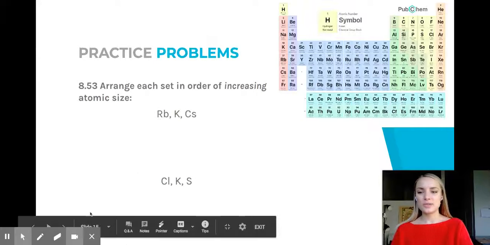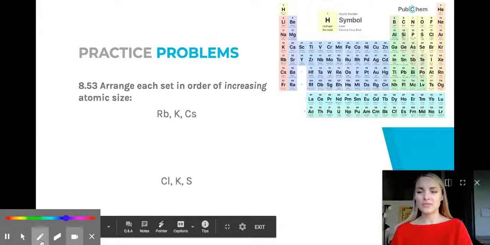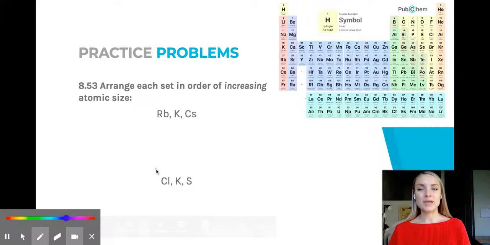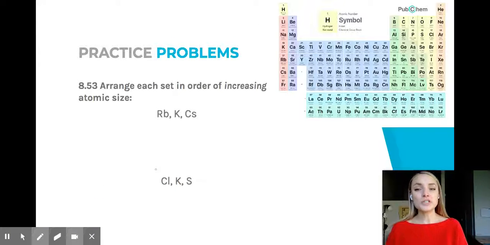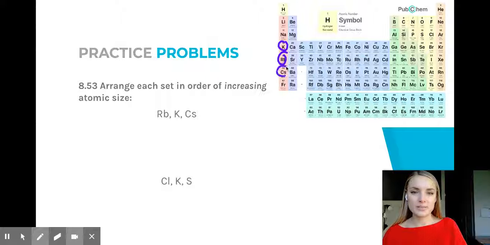All right, let's do some practice problems. This is from the textbook, 853. Arrange each set in order of increasing atomic size. So the first thing to do would be to locate these three elements on the periodic table. All right, I've got rubidium, I've got potassium, and I've got cesium.